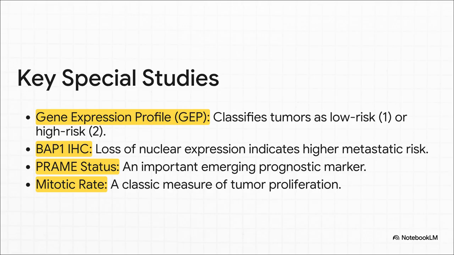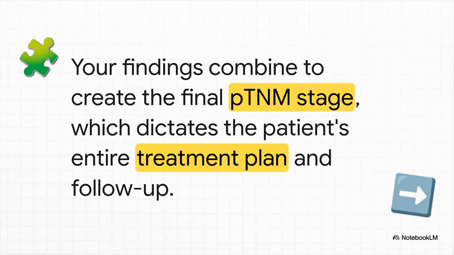BAP1 is a simple stain. If the tumor cells lose their nuclear staining for it, that's a really bad sign. PRAME is another key marker. And of course, the good old mitotic rate, just counting how fast the cells are dividing, is still a cornerstone of prognosis. And this is where it all comes together.